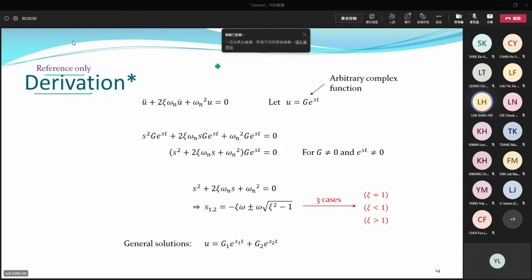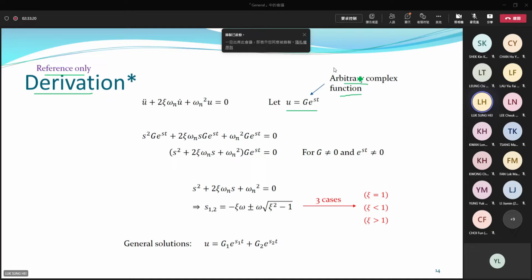How to solve this kind of differential equation? You can use the previous approach. Find out the general solution, and then substitute it back into the formula. Find out what coefficients can fit your problem. You can use this approach, something like substitution. But for this formula, you can see that the general solution is quite complicated. It involves one arbitrary complex function, g, times an exponential function, e^(st).